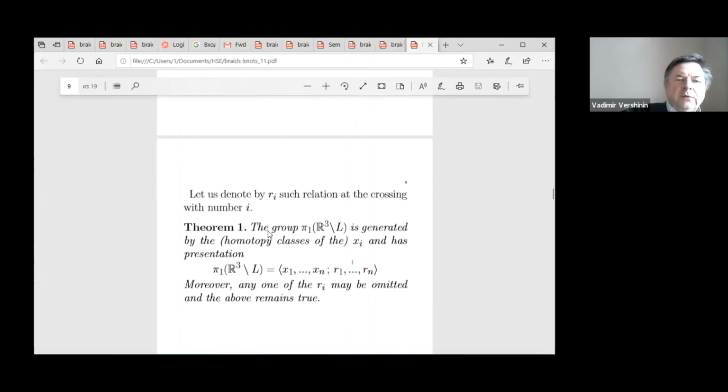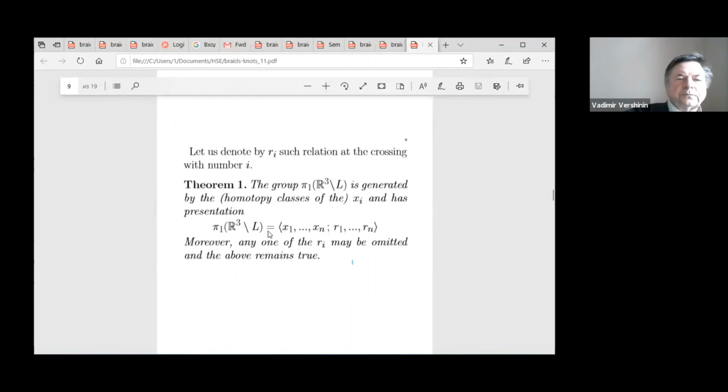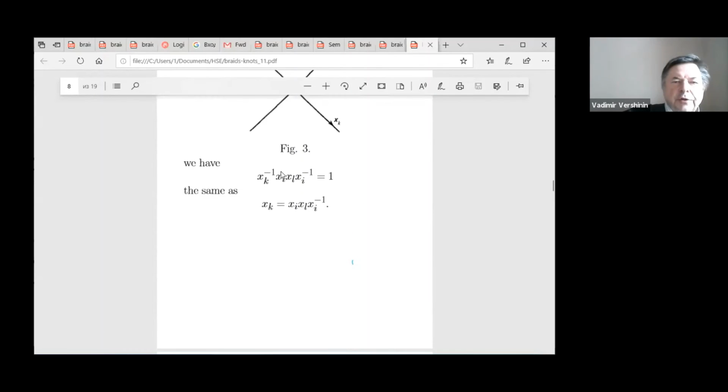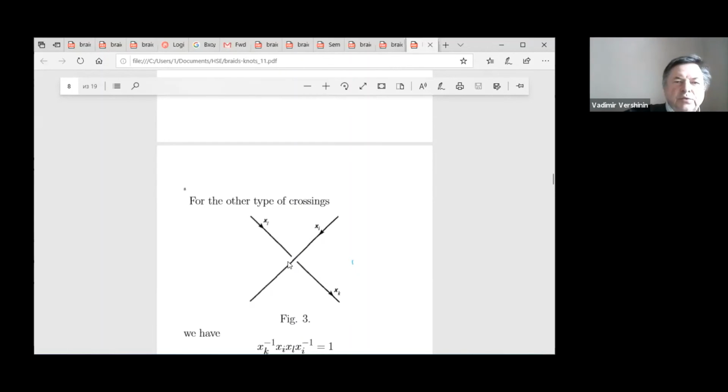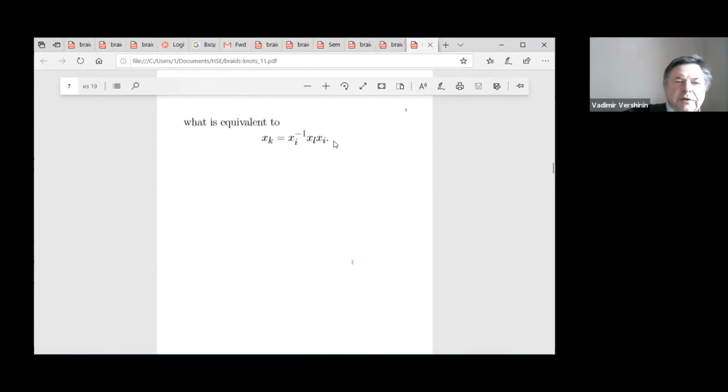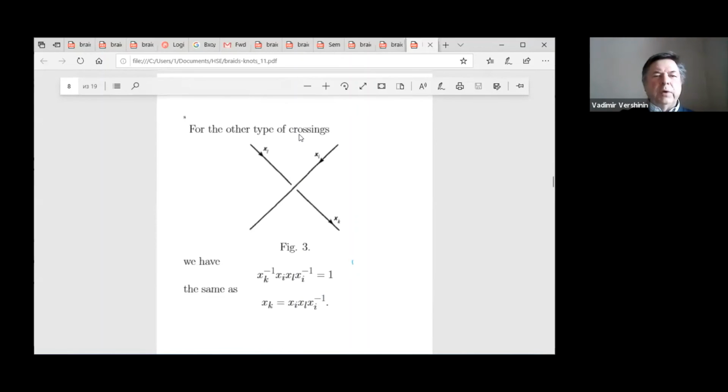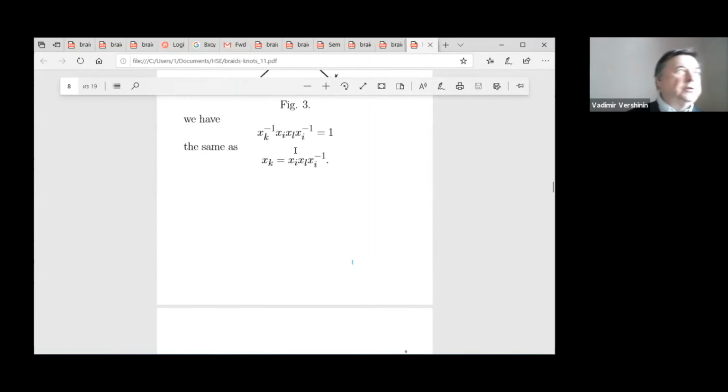So the Wirtinger theorem is the following. If we denote each relation like this, so you have crossings as we see, and at each crossing you have a relation, either this one or this one, we denote each relator, or relation, anything you want, by Ri.